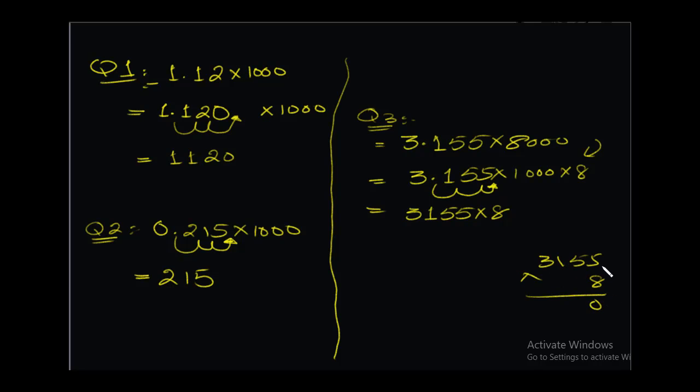8 fives are 40, 4 carry, 8 fives are 40, 40 plus 4 is 44, 4 again carry, 8 ones are 8, 8 plus 4 is 12, 1 carry, and 8 threes are 24 plus 1, 25. So the final answer is 25,240. This is the multiplication of 1000 and its multiple.